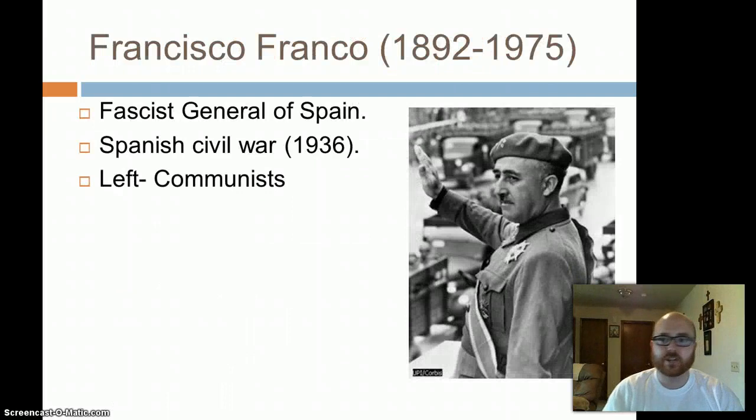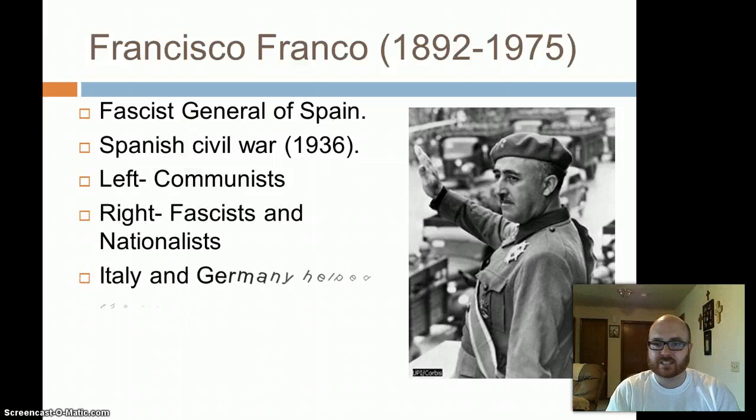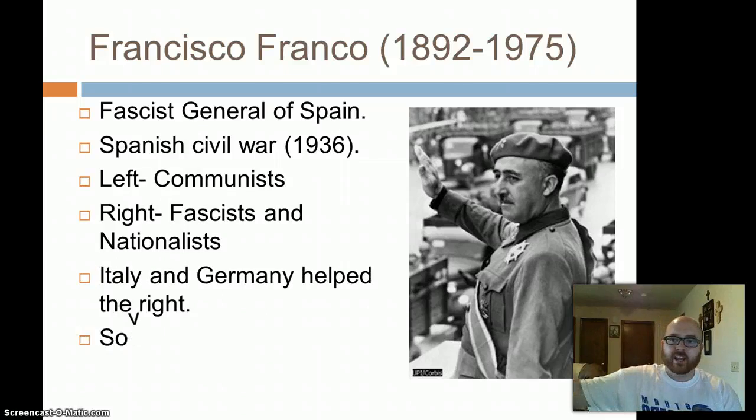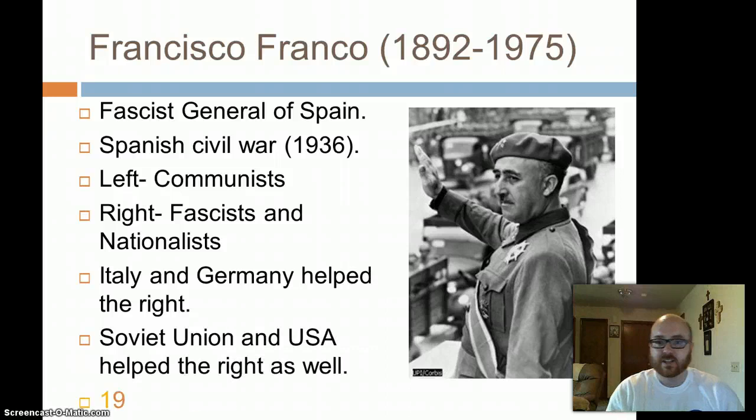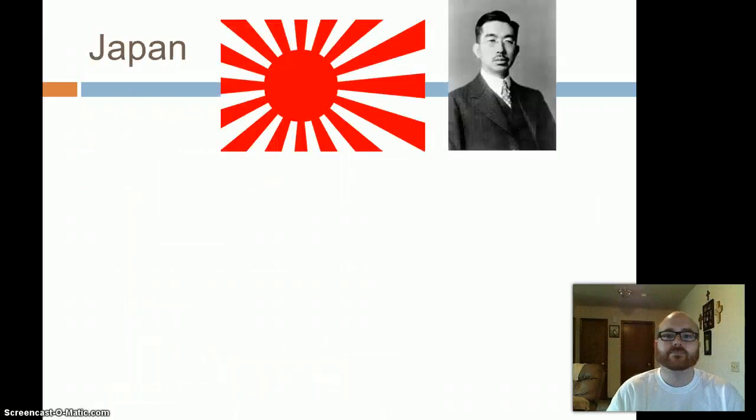Next in Spain, we have Francisco Franco. He's a fascist general. In the Spanish Civil War, it was left communist versus right fascist and nationalist. Italy and Germany are going to help out the fascists and nationalists. And the Soviet Union and the United States are going to help out, as well. And in 1939, Franco's nationalists win, and that puts him in charge. Now, he wasn't as crazy as the others, but it wasn't that great.